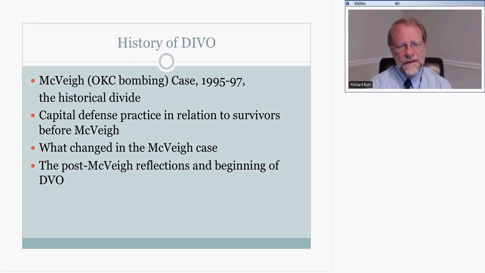We were making inquiry about the loss of their loved one, and asking them to tell us a bit about that person and a bit about themselves in the aftermath of the bombing. And most people were courteous, but didn't talk very long with us. We really didn't have much engagement, and we didn't learn very much. And the case went to trial.